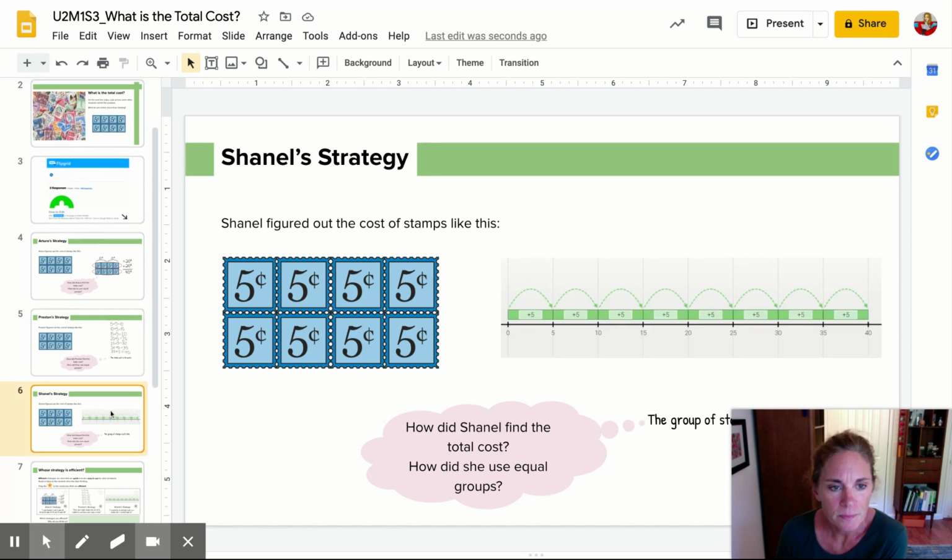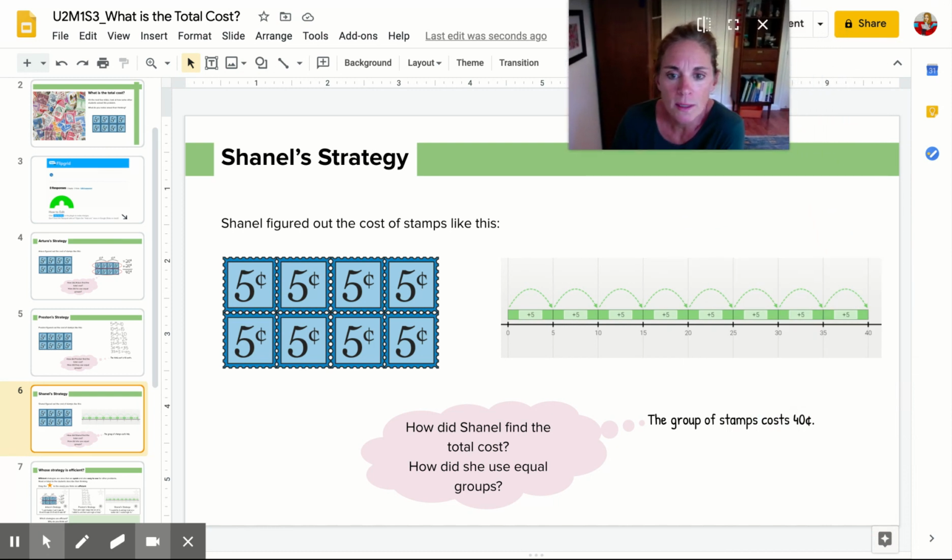All right. Okay, so here's Shanel. How did Shanel figure out the cost of the stamps? And how did she use equal groups? I'll move myself out of the way. She did use a number line. And again, here she used a number line. Again, she is adding 5s one at a time. So just like Preston, she added 5, 10, 15, 20, 25, 30, 35, 40. The group of stamps cost 40 cents.